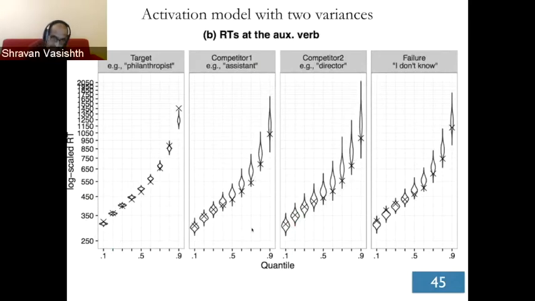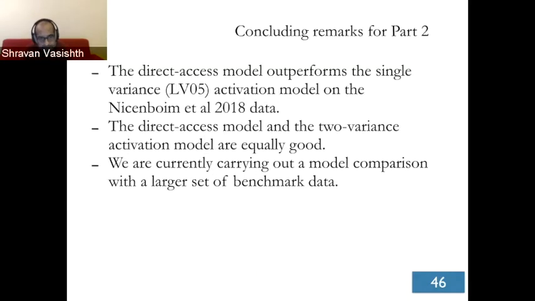So the upshot of this story is that in this model comparison for this one particular data set, the direct access model outperforms the default Lewis-Vasishth model, the activation model that we had set up with the default parameters. And we also found that the direct access model and the two-variance version of the Lewis-Vasishth model are equally good for explaining the data.